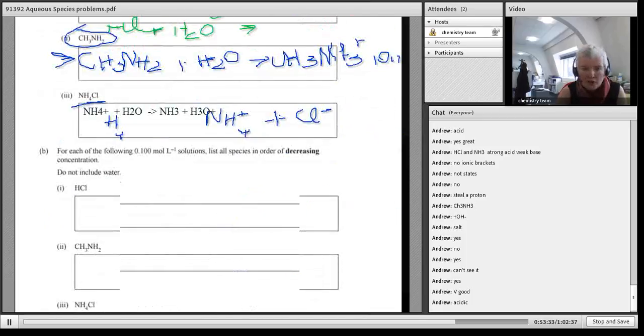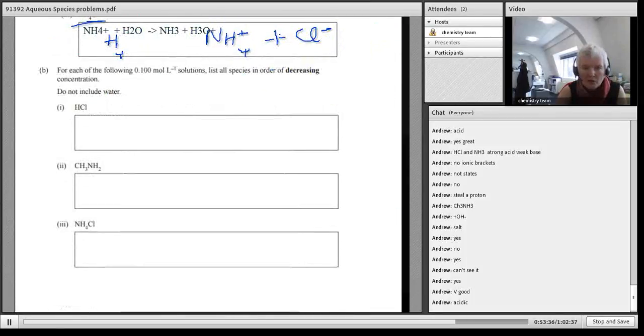Okay, right, we're going through a little bit slowly. So let's go here. It says here, for each of the following, list all the species in order of decreasing concentration. So if I now write these in, it says do not include water. What will be present in the most concentration? And if there's two that are in equal concentration that are most, just give them both.